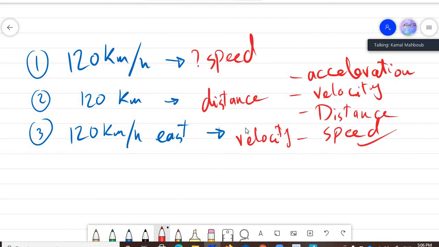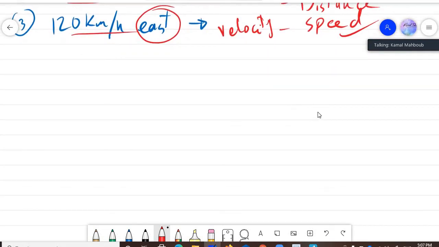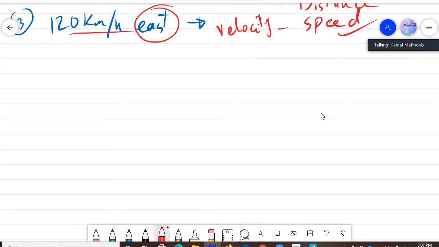See here, guys, when we have kilometer per hour or meter per second or mile per hour, all of that is called speed without direction. But if we include the direction with the speed, it's called velocity. And if we say kilometers or meters or miles, now we are speaking about distance. That is the difference between all of these. Now let's take another thing with another question.